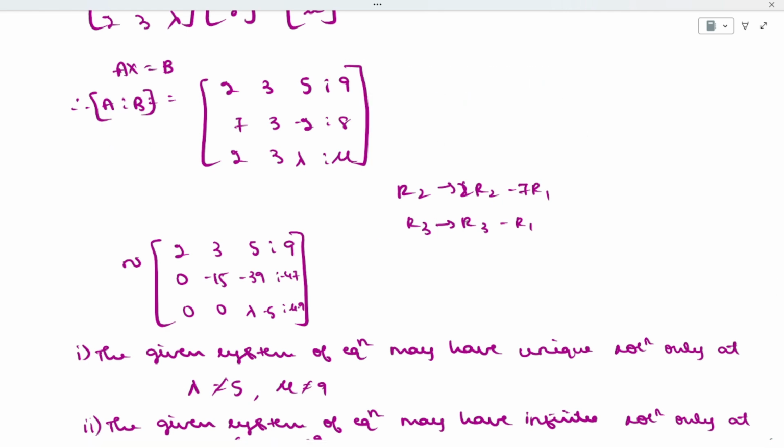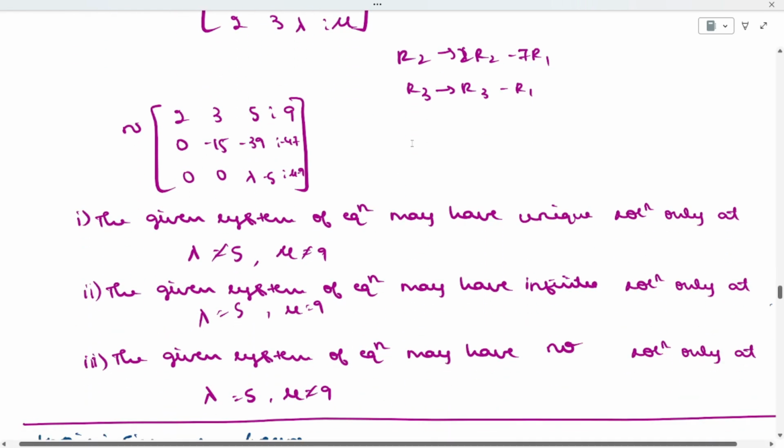Now you can see here 2R2, 2R2, 7R1. Okay, that's what I said. Now here also R3 minus R1 you can do directly because 2 and 2 is present. Now you will get a triangular matrix. Now the value of lambda and mu you have to find out.